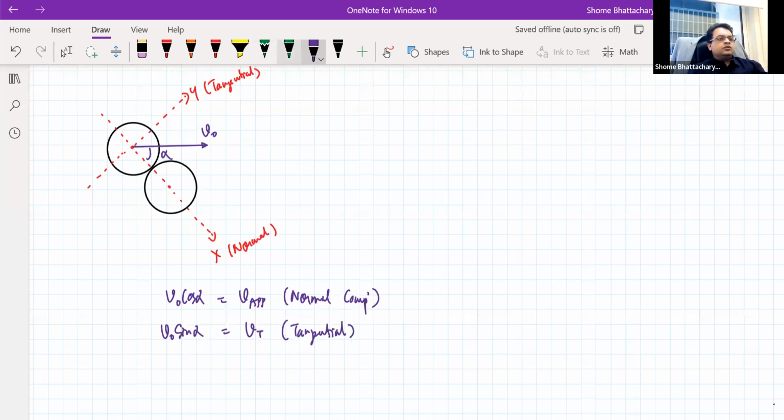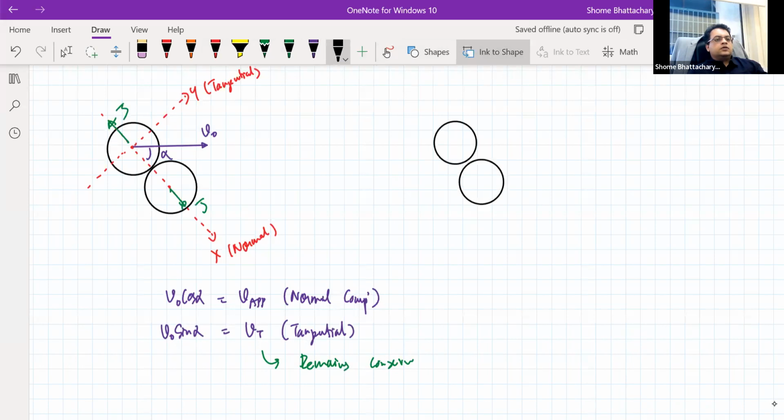So now because we know that the collision impulse will act along this line, we know that the tangential component remains conserved. So when we look at this, what is happening along the x-axis? Now we see that what is happening along the x-axis is there's a complete transfer of momentum which is happening.